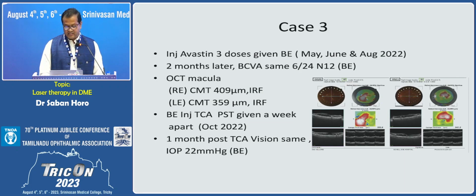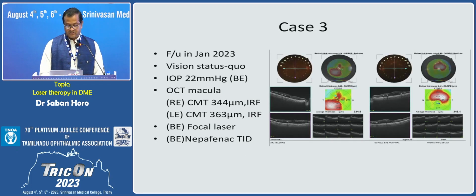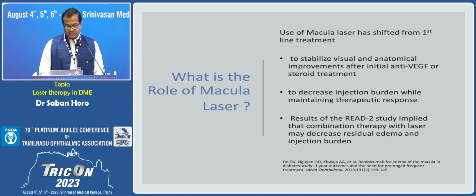Ozurdex and Eylea, but the patient refused, so we gave posterior subtenon TCA. But still, she has macular edema, but she maintains a vision of 6/18 and 6/18 in both the eyes. So what is the role of laser today?